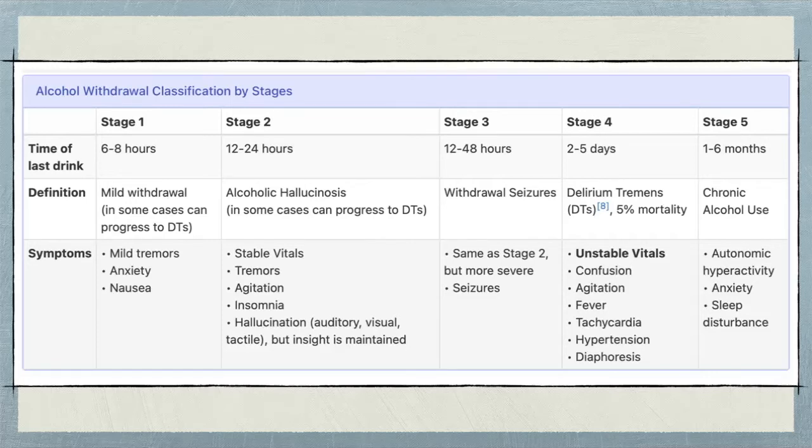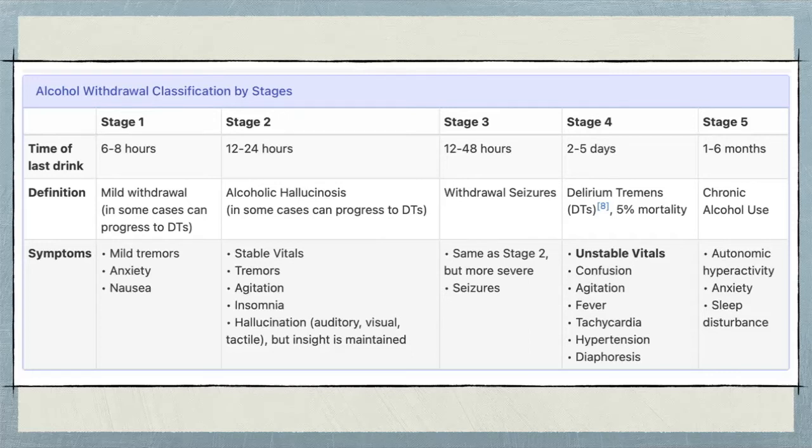And stage 4, which can occur from 2 to 5 days after the last drink, is the very severe form. We call it delirium tremens. It has a 5% mortality, and it is characterized by unstable vital signs, confusion, agitation, fever, tachycardia, hypertension, and diaphoresis.